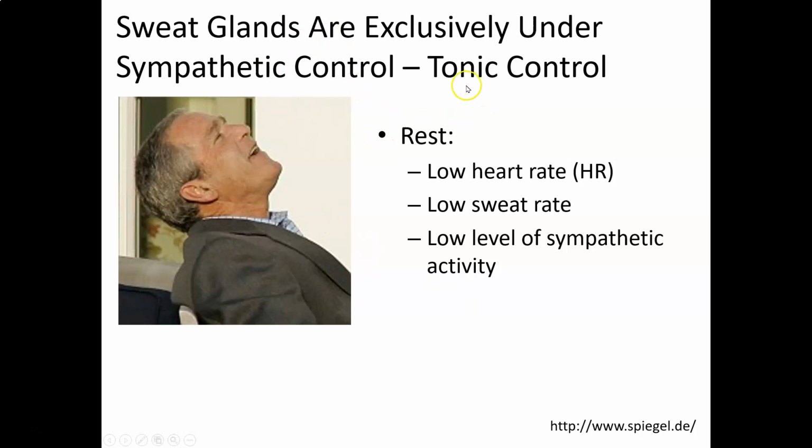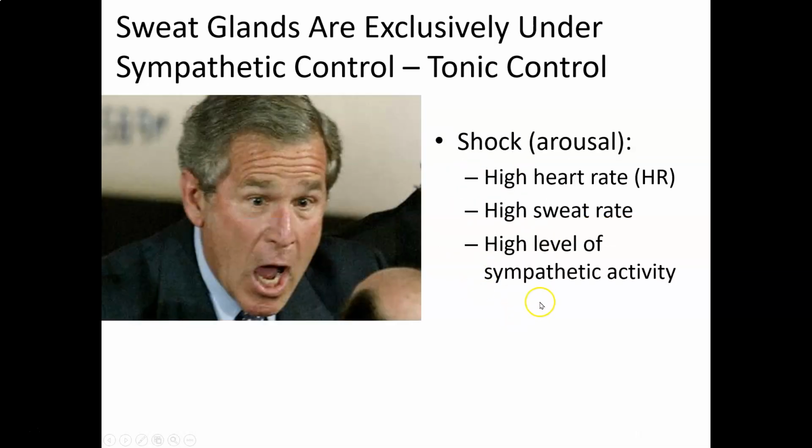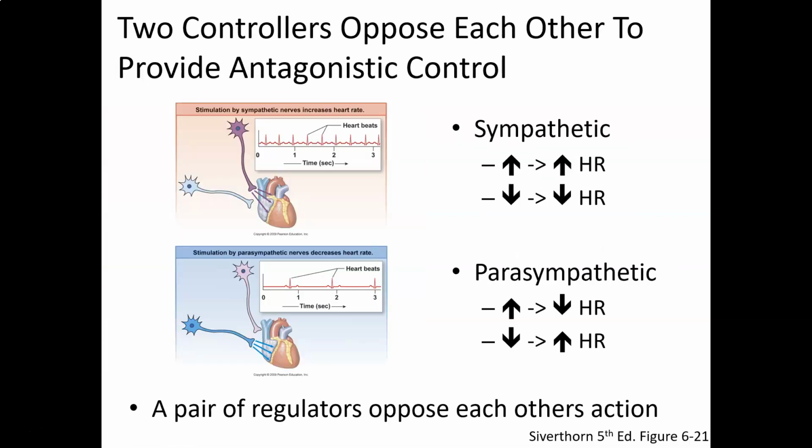Another example that we see is sweat glands are exclusively under sympathetic control. And that gives us this tonic control. So at rest, we have a low heart rate, we have a low sweat rate, we have a low level of sympathetic activity. But during shock or arousal, we'll have a high heart rate, high sweat, and a high level of sympathetic activity. What this really means is the frequency of action potentials going to a sweat gland is significantly increased, and so sweat rate would go up.